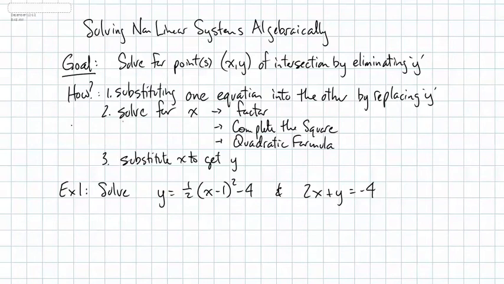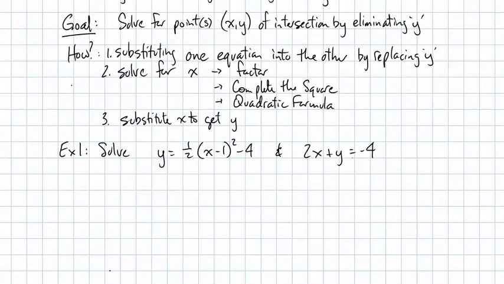only in x. Solve the equation for x by one of the methods that we've learned in the past: factoring, completing the square or quadratic formula. Then once we've found x, we'll substitute back to get y. I've got two examples to work out with you. The first one is a parabola with a line, and the linear equation is not isolated for y, so I'm going to do that by rewriting it as negative 2x minus 4.